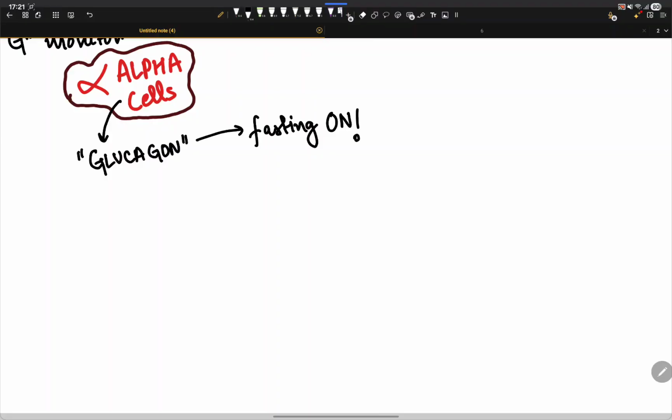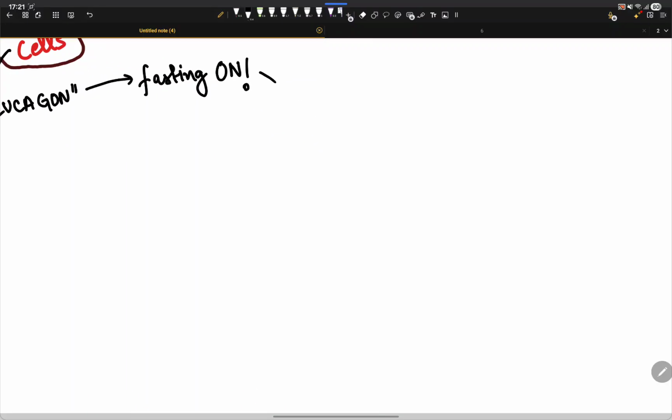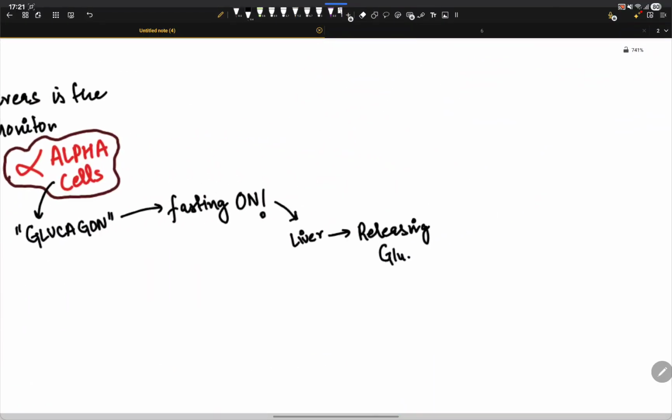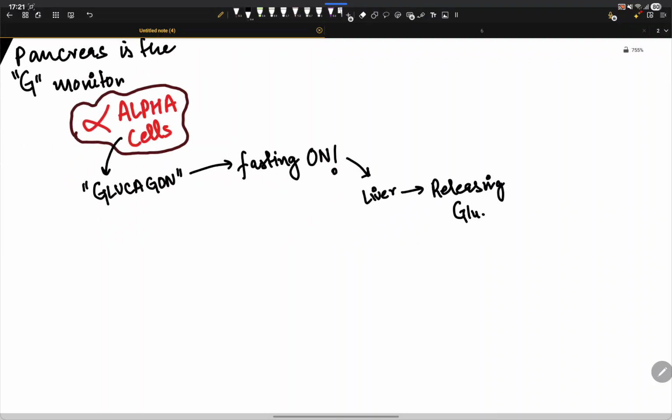Well, it turns out the liver stops storing glucose now. The liver actually starts releasing glucose. So glucagon tells the liver that, hey, the fasting is on, and now the liver starts releasing this whole trapped glucose. Okay, so the first step is glucagon, right? The first step is glucagon. So glucagon acts on the liver.